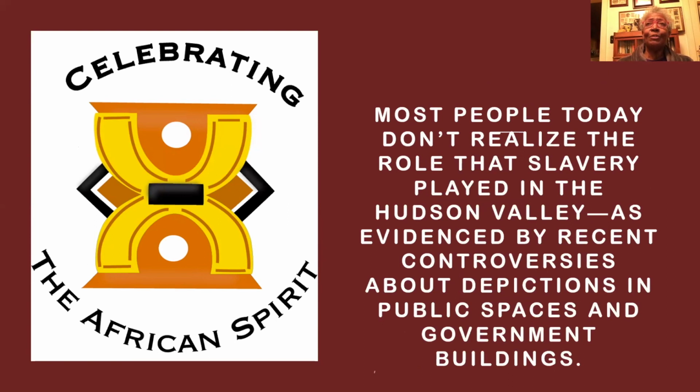And those of us on the Black History Project Committee said, well, yeah, that is just so obvious. And all of us missed it until Sarah presented this to us. Most people today don't realize the role that slavery played in the Hudson Valley, as evidenced by recent controversies about depictions in public spaces and government buildings. Some of those examples are the murals in the Rhinebeck and Hyde Park post offices.